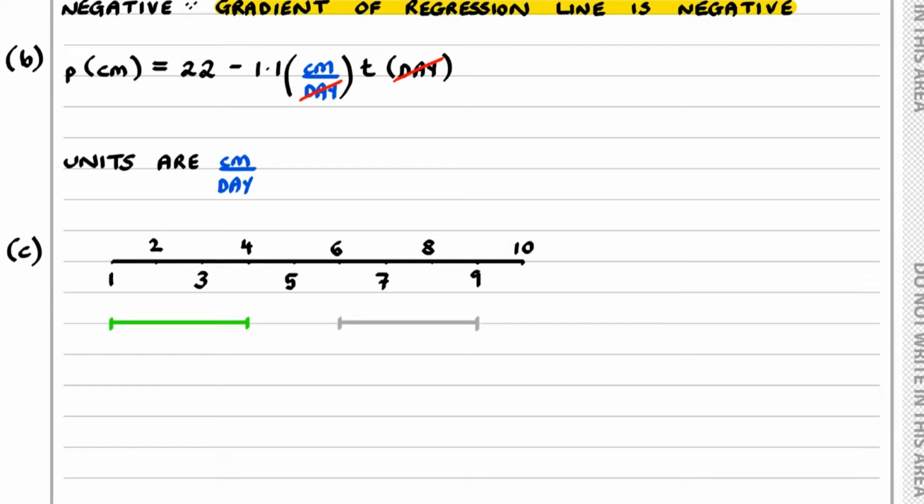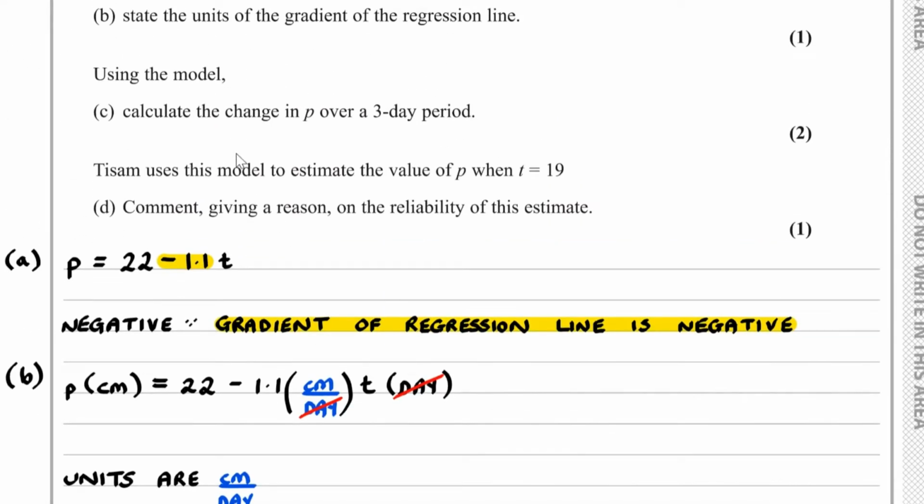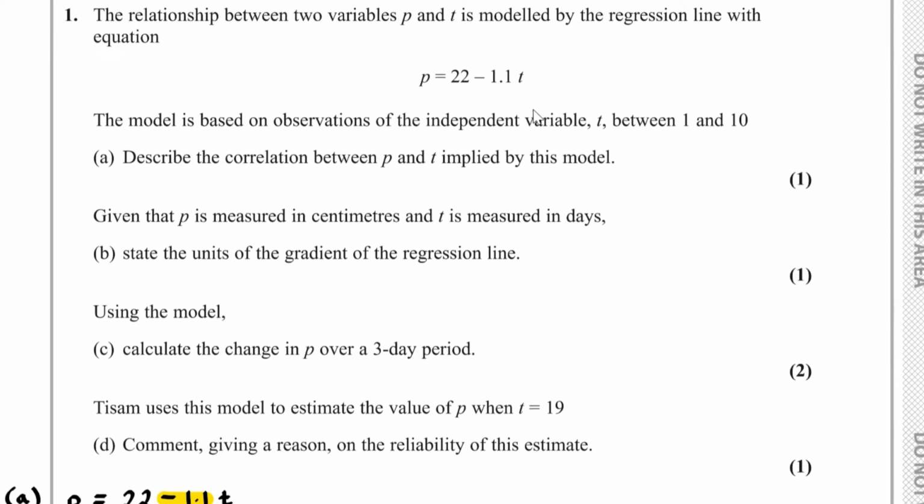It could go from 6 to 9. It could go from 3 to 6. Or it could go from 7 to 10. We don't know the specifics of the 3-day period. All we know, we have some sort of a 3-day period. And therefore, to calculate the change in p over a 3-day period, what we would have to do is consider the negative 1.1 multiplied by 3.